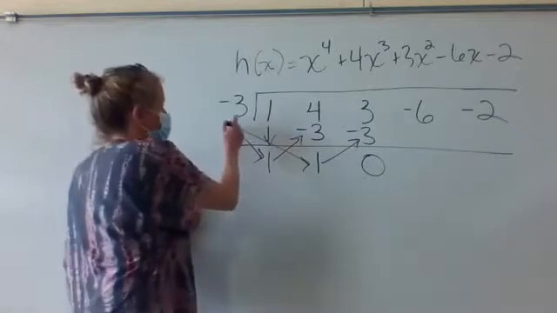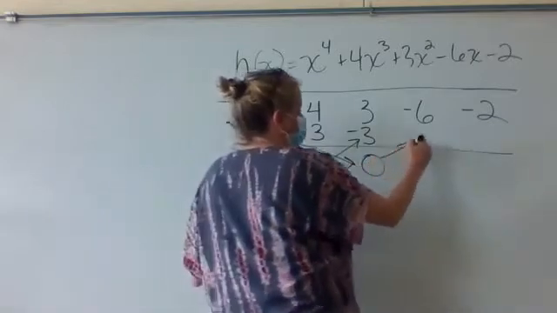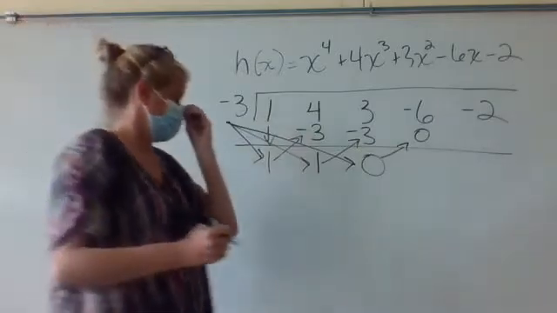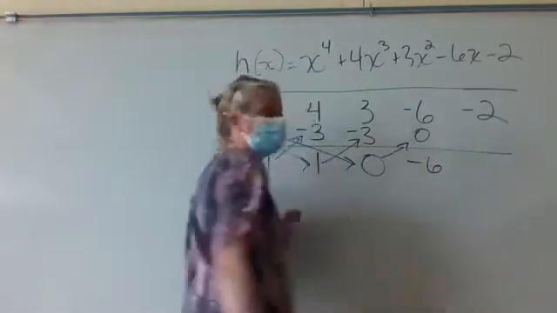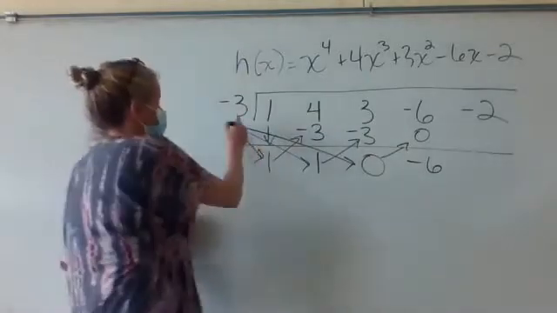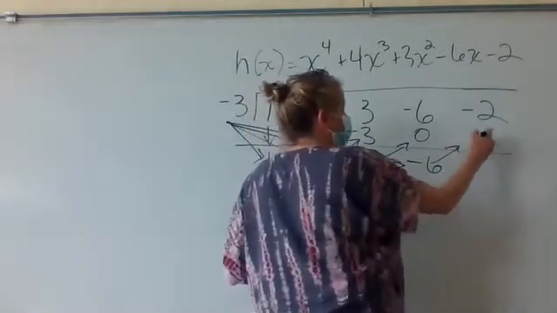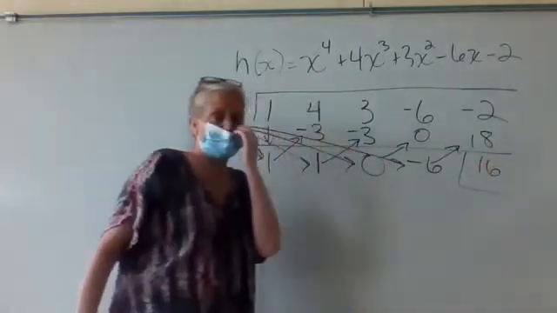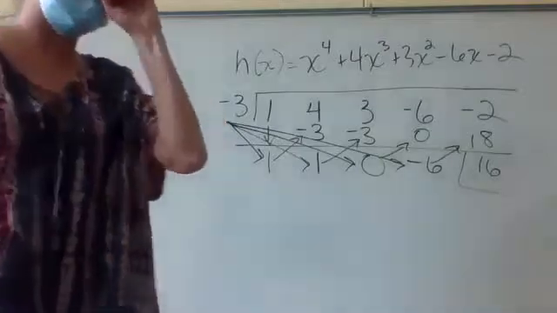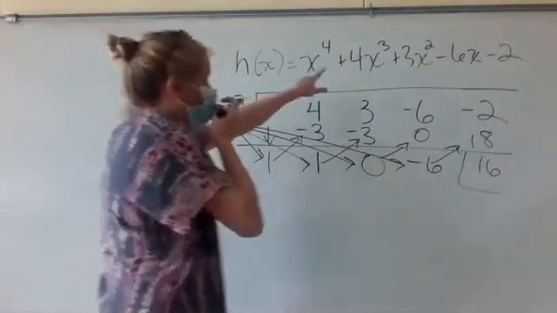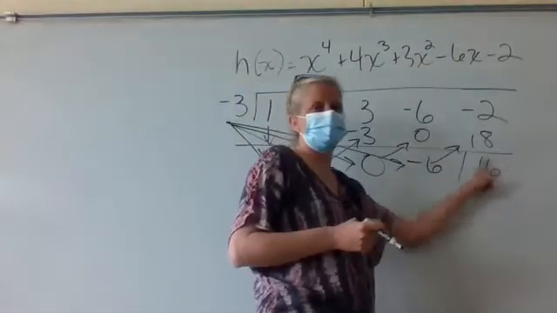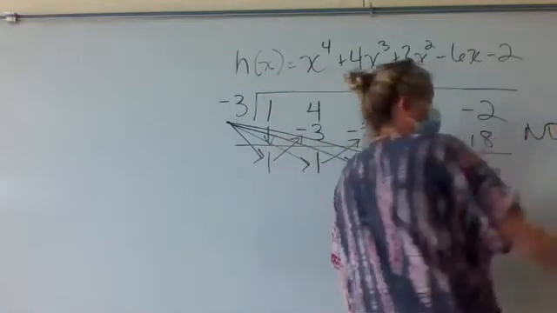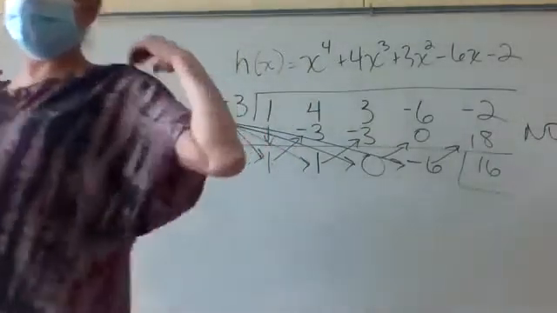And do it again. Keep going all the way to the end. -3 times 0 is 0. Combine that straight down, I get -6. And last one, -3 times -6 is positive 18. When I add that straight down, I get a 16. The only way that -3 is a 0 of this function is if this ends up 0 right here. So since it ended up 16, the answer is no. -3 is not a 0.